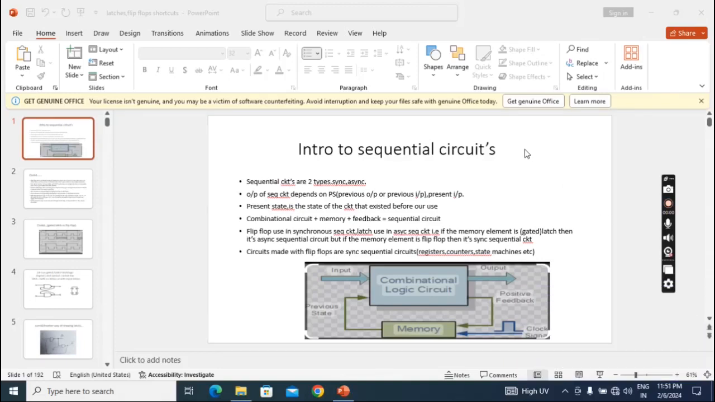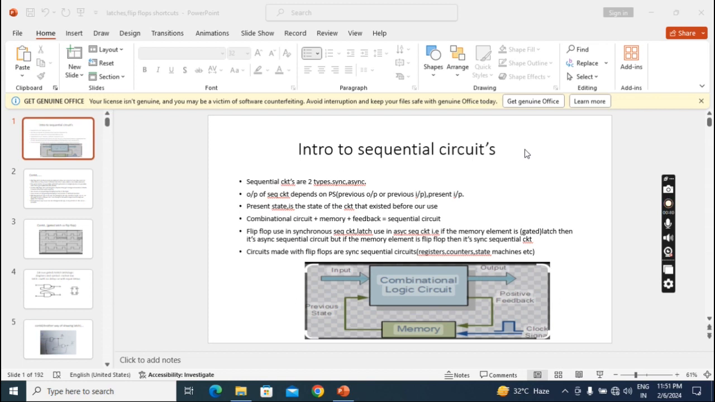In this lecture, we'll discuss the introduction to sequential circuits. Sequential circuits are of two types: synchronous sequential circuits and asynchronous sequential circuits. First, we'll see the definition of a sequential circuit. The coming output of a sequential circuit depends on the existing output and the present input. The existing output is also called the present state of the circuit, and compared to the coming output, this present state is the previous output.